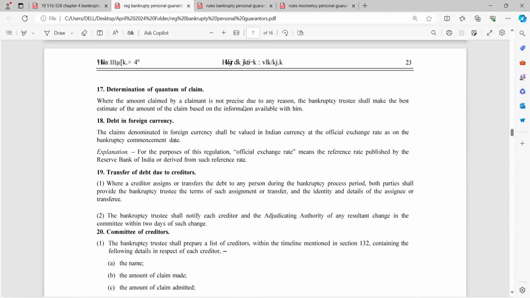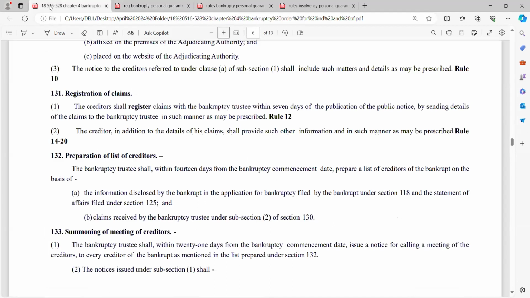तो रिजनेबल एस्टिमेट हो जाएगा। डेट इन फॉरेन करेंसी, ऑफिशियल एक्सचेंज रेट, ट्रांसफर ऑफ डेट, वो डिटेल्स एंड आइडेंटिटी ऑफ द असाइनी और ट्रांसफरिंग, ठीक है? तो ये रूल गलत लिख दिया, रूल के बजाय ये रेगुलेशन है। ये तो पीडीएफ है, मैं ओरिजिनल फाइल में चेंज कर दूंगा। Please read this as regulation.